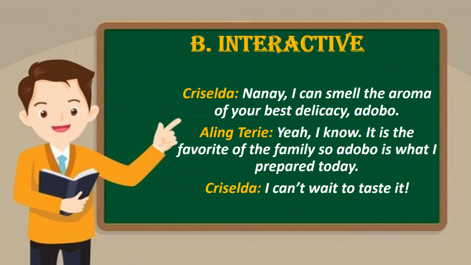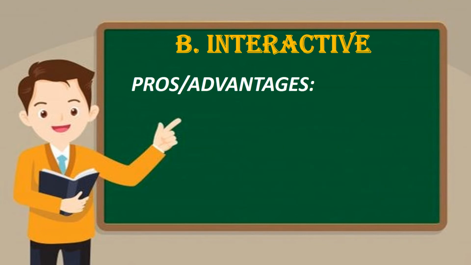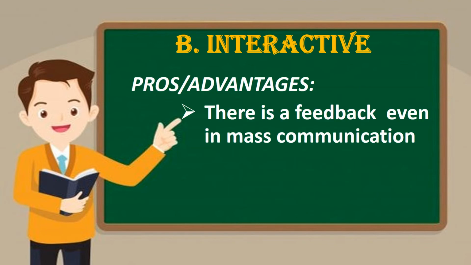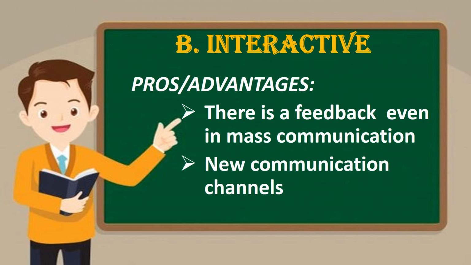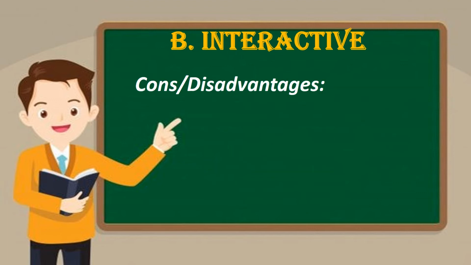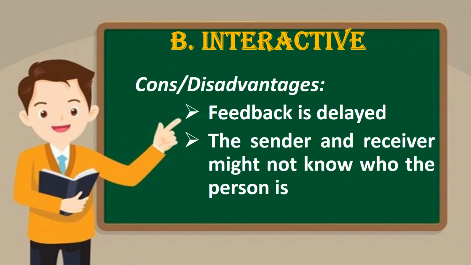So see, feedback makes a difference. If the mother did not respond to the statement of the daughter, the latter would not know whether her mother understood what she said. So the exchange of ideas or information verifies that both parties understand the message. The pros: there is feedback even in mass communication, with new communication channels. The cons: feedback is delayed, and the sender and the receiver might not know who that person is.